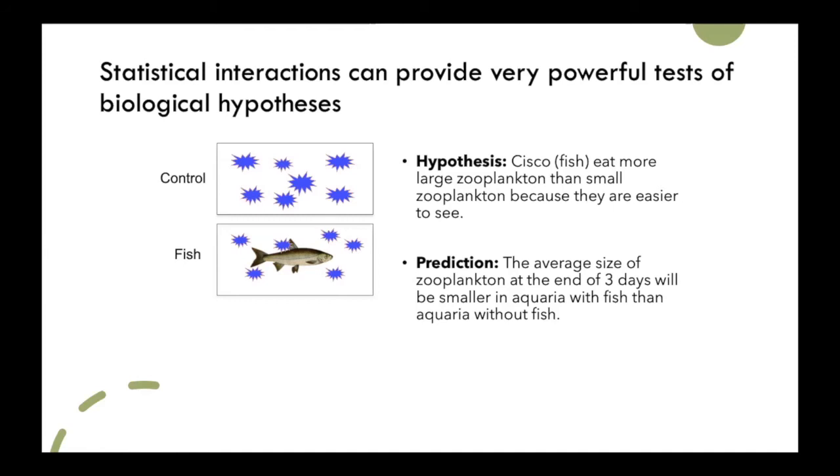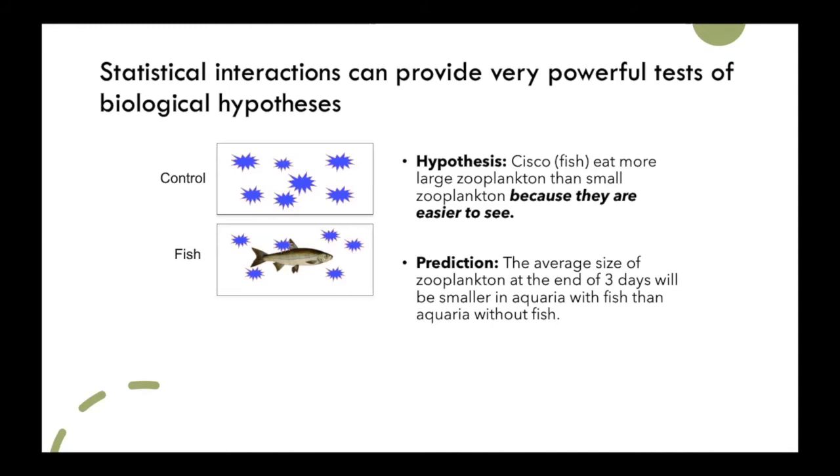Now, this might seem like a reasonable prediction given our hypothesis, but remember the details of the hypothesis. What is the mechanism of this hypothesis? In our hypothesis, the mechanism for why we expect to see this pattern is because the larger zooplankton are easier to see. Now, if we satisfy this prediction and find that the fish have eaten all of the larger zooplankton, is this in fact because the larger zooplankton are easier to see, or is it because of something else? Maybe because of optimal foraging that means that it's more beneficial for fish to eat the larger zooplankton. If we want to test this specific mechanism of why Cisco eat larger zooplankton than smaller zooplankton, we need to get a little bit more sophisticated in our experimental design.